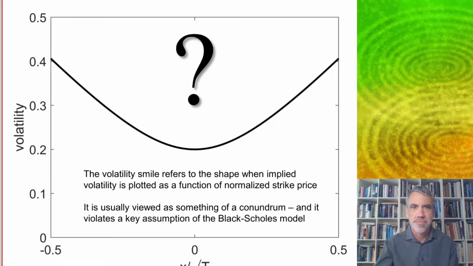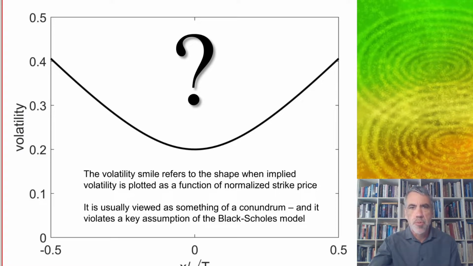Today's talk is about the smile, in particular the volatility smile. Is it real or imaginary? The volatility smile refers to the shape when implied volatility is plotted as a function of normalized strike price.